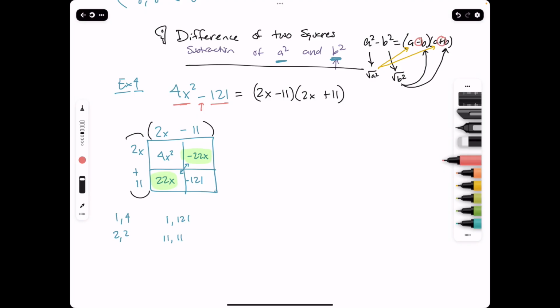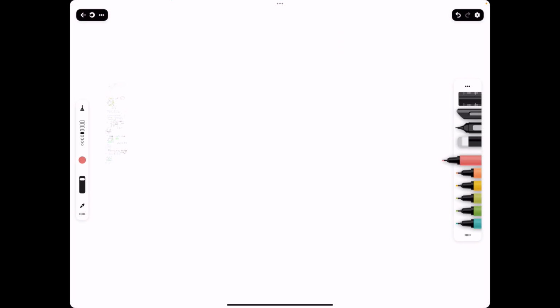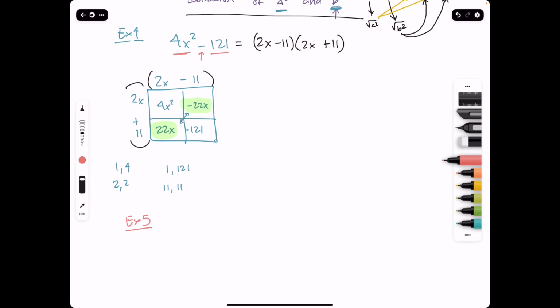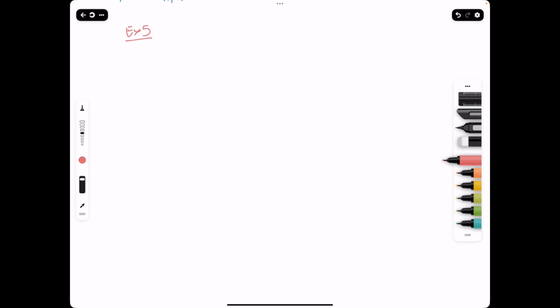Okay, last example. We'll stick with this color, sure. Example 5. So it's not simply this one up here. There's a slightly bigger thing going on here. So if I need to factor completely, I'm adding the completely part. Your book does not have that, but I think it helps when it's there. It gives you a hint.